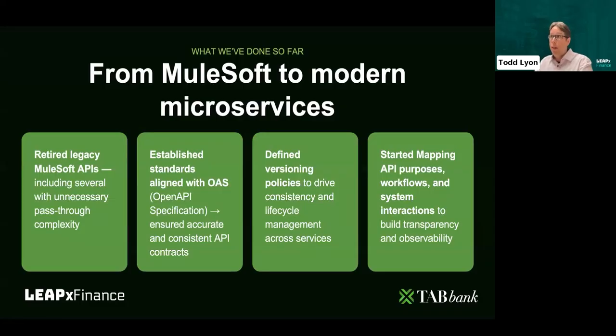We defined versioning policies to drive consistency and lifecycle management. Specifically, now we have the process in place so that when we do upgrades, our older versions of APIs are still out there for people to connect to. So it's not that we change something and it potentially breaks somebody else's connections. And then we started mapping API purposes, workflows, and system interactions to build transparency across our organization.